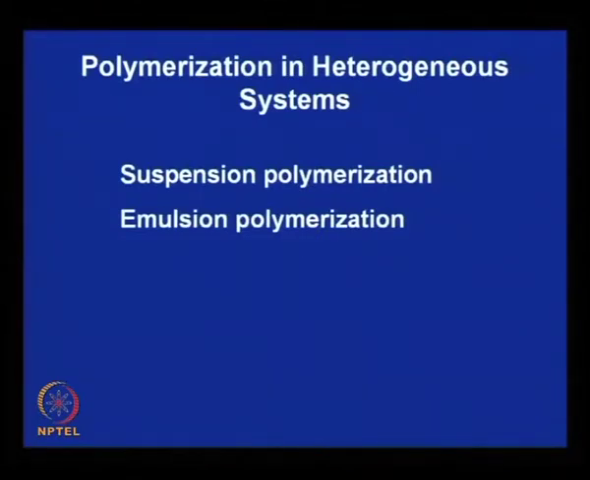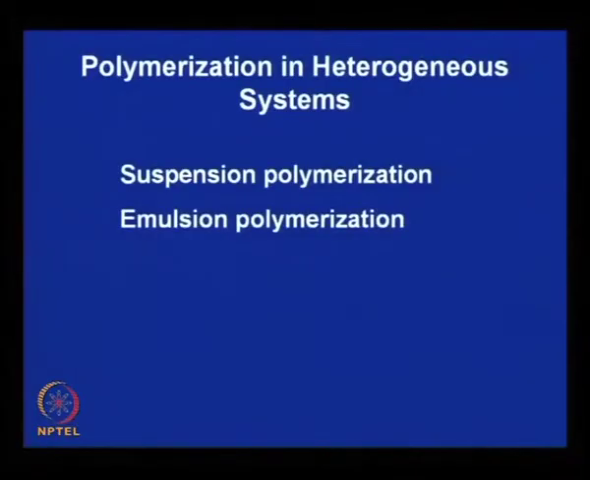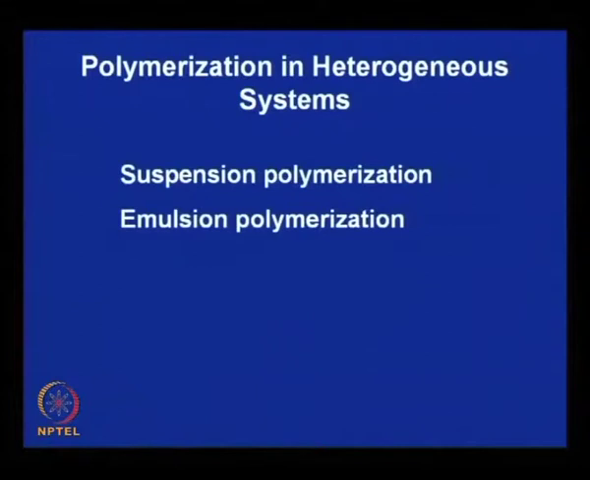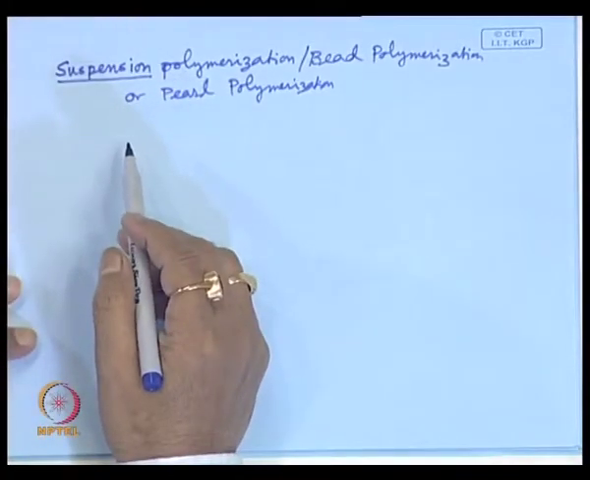And this heterogeneous system means the monomer and the polymer both are insoluble in the polymerization medium. In order to overcome the problems encountered during the synthesis of polymers by the bulk technique or solution technique, since in both of those cases there are problems, the suspension polymerization or emulsion polymerization techniques are followed, which are heterogeneous in nature from the very beginning of polymerization, because the monomer is not soluble in the polymerization medium. That means, from the term suspension, the monomer is kept suspended in a dispersion medium.